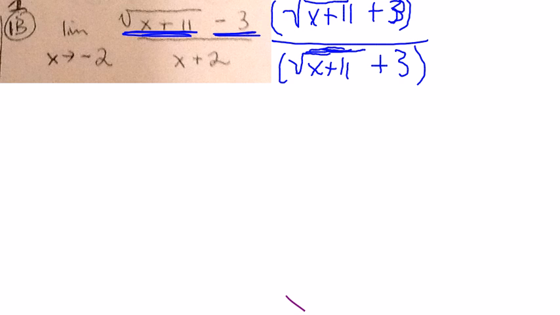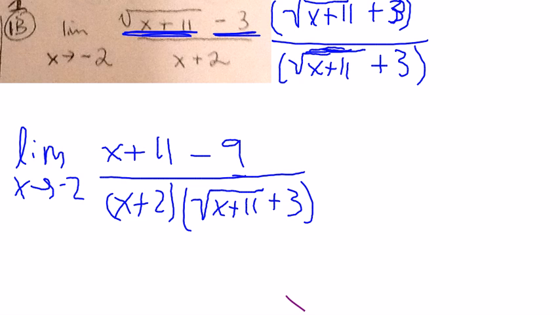I'm not going to write it all out because I cannot write small enough with the iPad, but the whole beauty of multiplying by the conjugate is that the middle terms are going to cancel each other out. They will be additive inverses. So I'm going to jump straight to the limit as x goes to -2 of this new function, x plus 11 minus 9, which we're going to simplify in a moment, over x plus 2 times the quantity square root of x plus 11 plus 3.